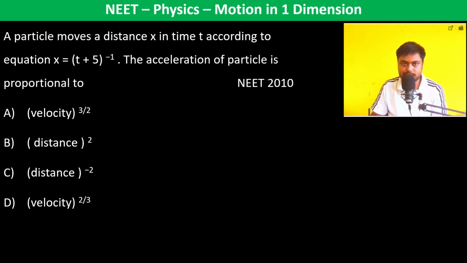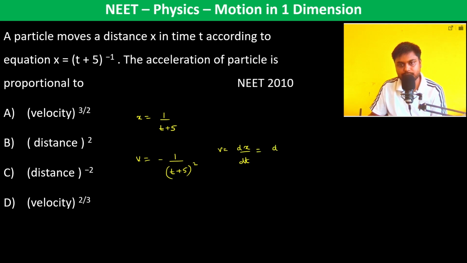A particle moves a distance x in time t according to the equation x is equal to 1 by t plus 5. Therefore velocity becomes minus 1 by (t plus 5) whole square. How have we found this? v is equal to dx by dt, which is equal to d of 1 by (t plus 5) by d of (t plus 5) into d of (t plus 5) by dt. This is the chain rule.